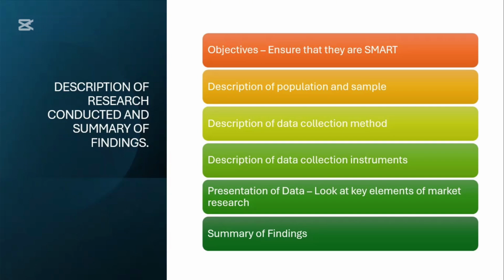So for your description of your population and sample, you need to be specific about exactly who are the people who can be interested in your product, and then afterwards narrow it down in terms of the sample. Now, please ensure that you do this based on research, so you should at least cite your data. The next one would be a description of your data collection method.